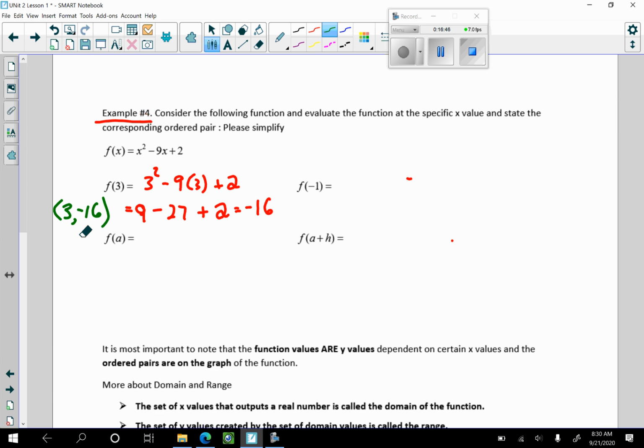Let's find f of negative 1. F of negative 1 is going to be negative 1. We need to put it in parentheses for appropriate notation. Negative 1 squared minus 9 times negative 1 plus 2. This is going to be 1. Negative 9 times negative 1 is positive 9, plus 2. I believe that's going to be 12. And the corresponding point is going to be negative 1 comma 12.